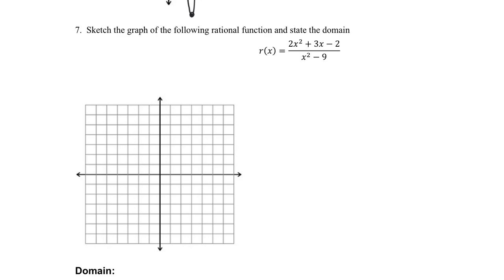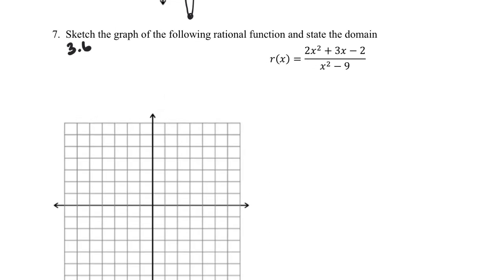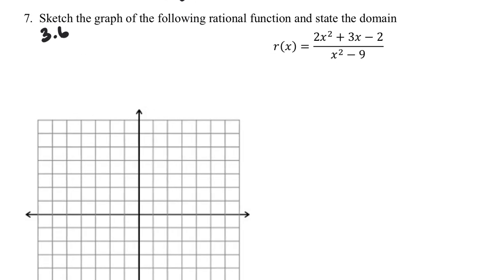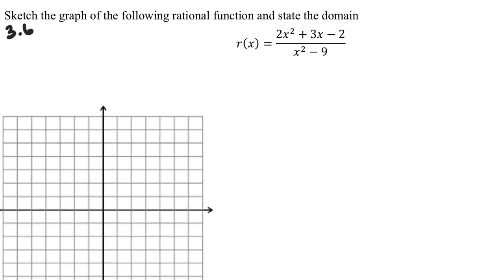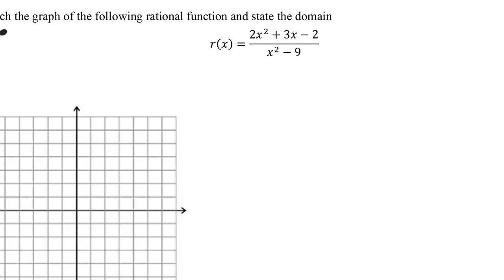Okay, question 7. This is from section 3.6. The steps that we had in class: Step 1 was to find intercepts. Step 2, vertical and horizontal asymptotes. And then step 3, plot a few additional points. So let's do intercepts. Now I'm going to write r of x where the numerator and denominator are factored.